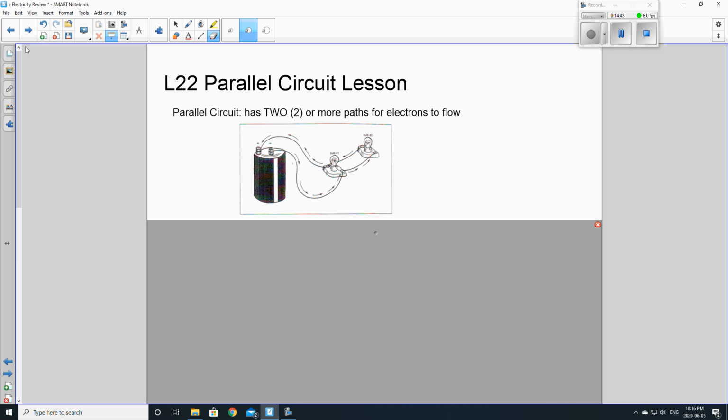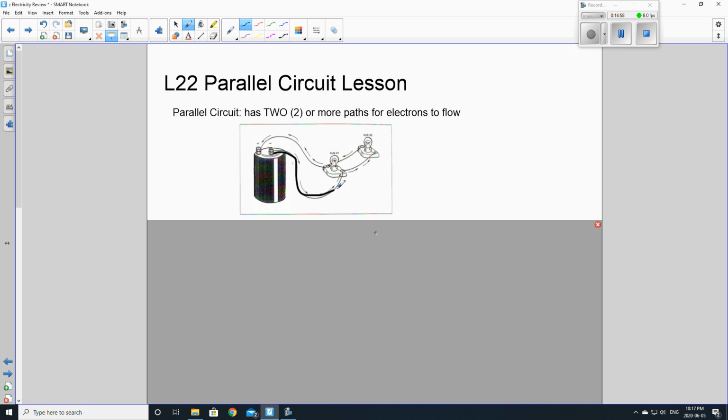Okay, we're almost there, last one. So lesson 22, parallel circuits. So in a parallel circuit, electrons actually have a choice in where to go, okay? So over here is the negative terminal. So take a look here.